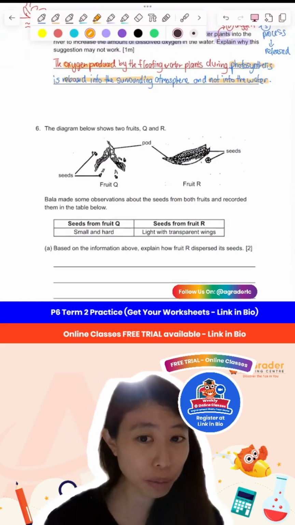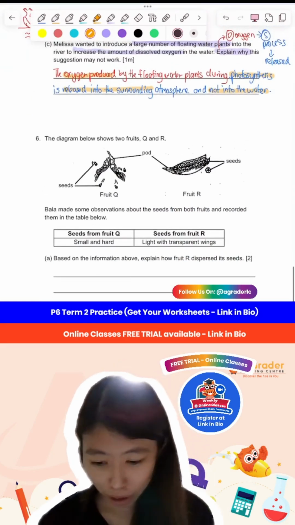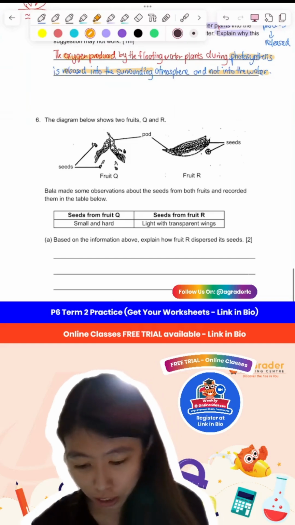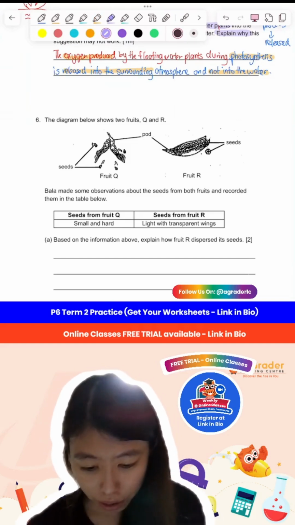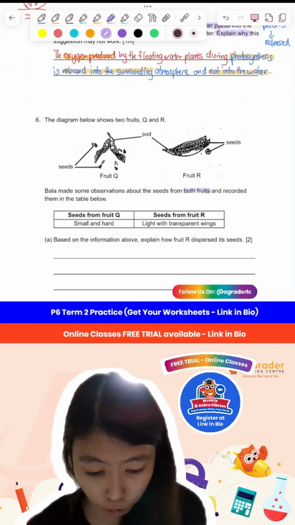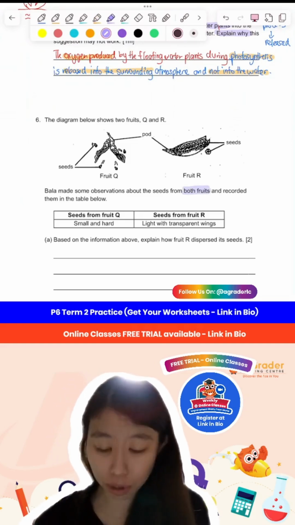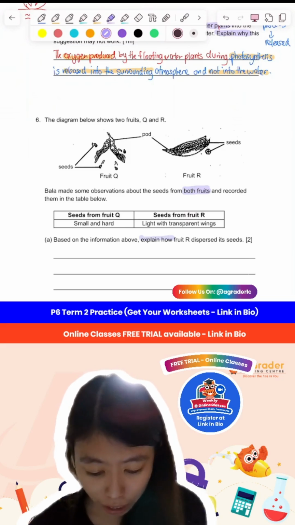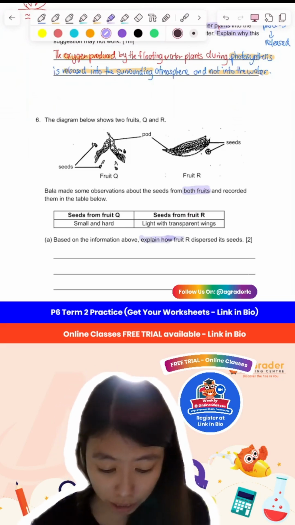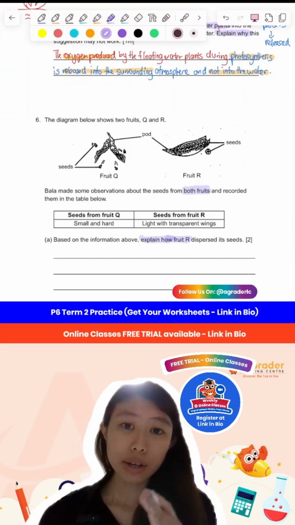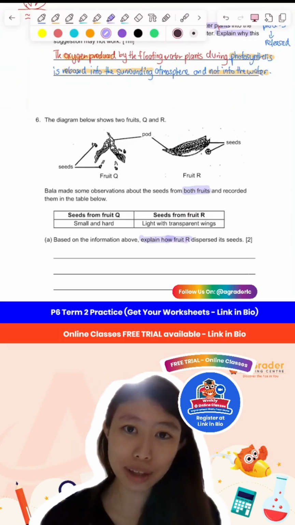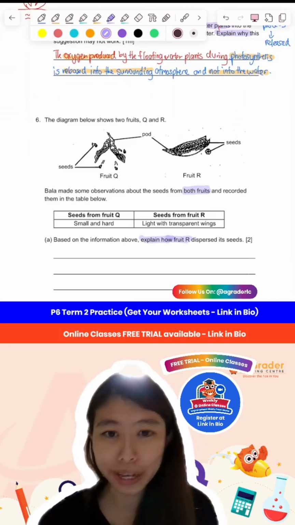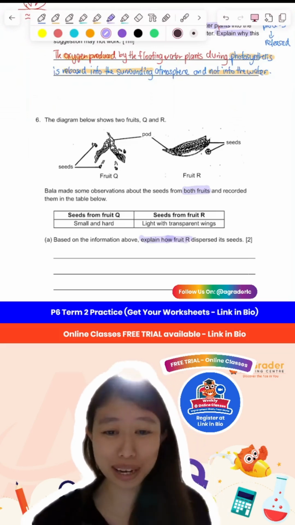This is your P5 topic. I hope that you all can remember. This person made some observations about seeds from both the fruits. Always remember to highlight key important things. Based on the information, explain how fruit R disperses its seeds. Now, highlight fruit R. Students always like to make careless mistakes, never look properly, then talk about fruit Q. Then you don't get any marks at all.